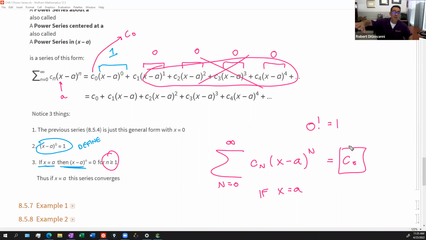For any power series, as long as I plug in where it's centered, I'm going to get convergence, which means that every power series that you could ever deal with in your life converges for at least one value. It may not converge anywhere else, but it converges for at least one value. Go back up to the example we just did right here.